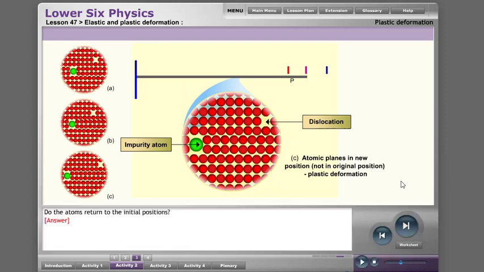Do the atoms return to the initial positions? Answer: no. Does the wire regain completely its original length? Answer: no.